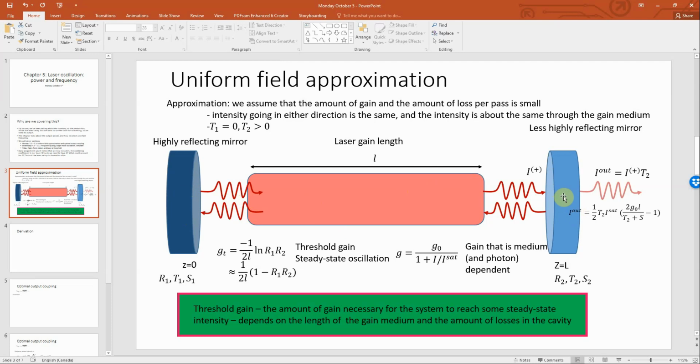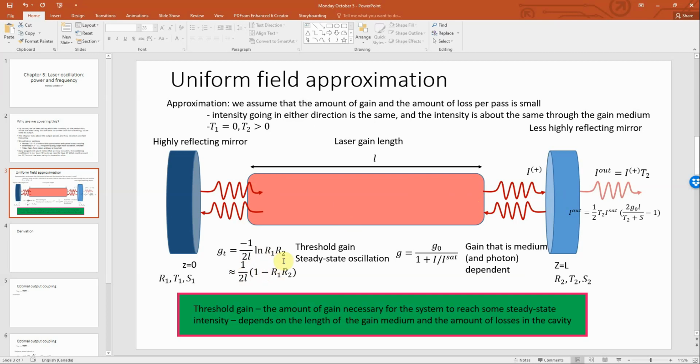Now, we've just said that R1 and R2 are very close to 1, and so that means that the log of R1 R2 is very close to negative (1 minus R1 R2). So it means that the gain at threshold is very close to 1 over 2 times the length of this gain medium times (1 minus R1 R2).